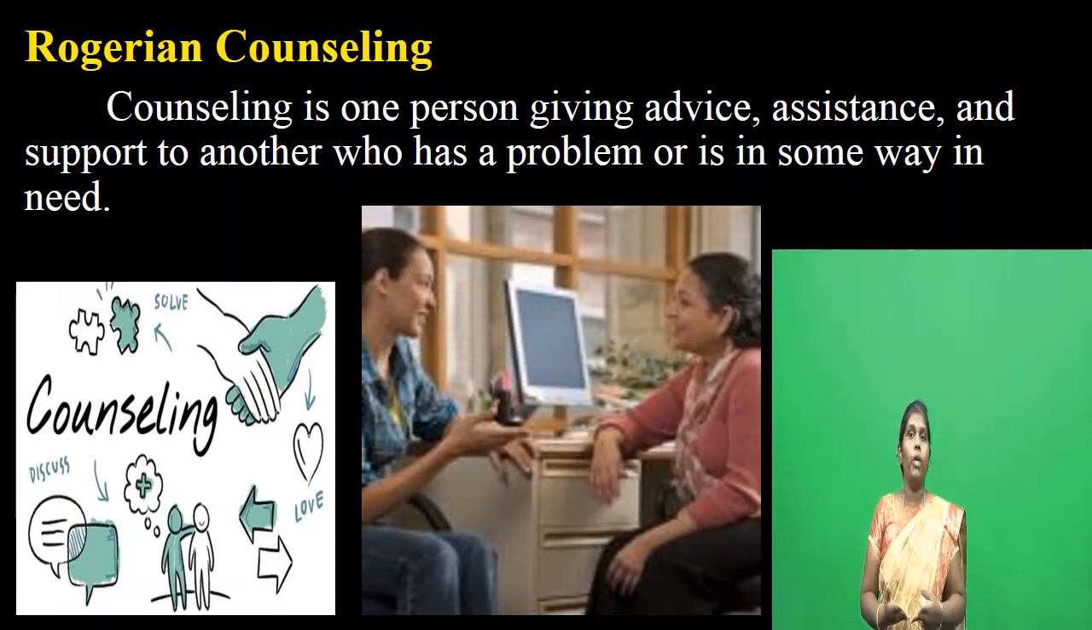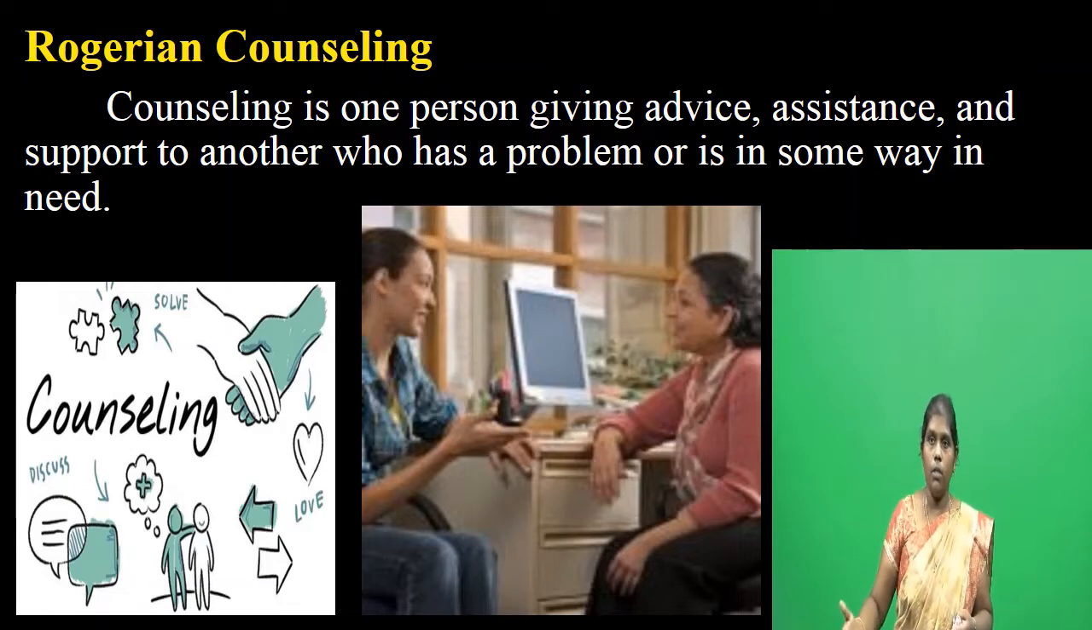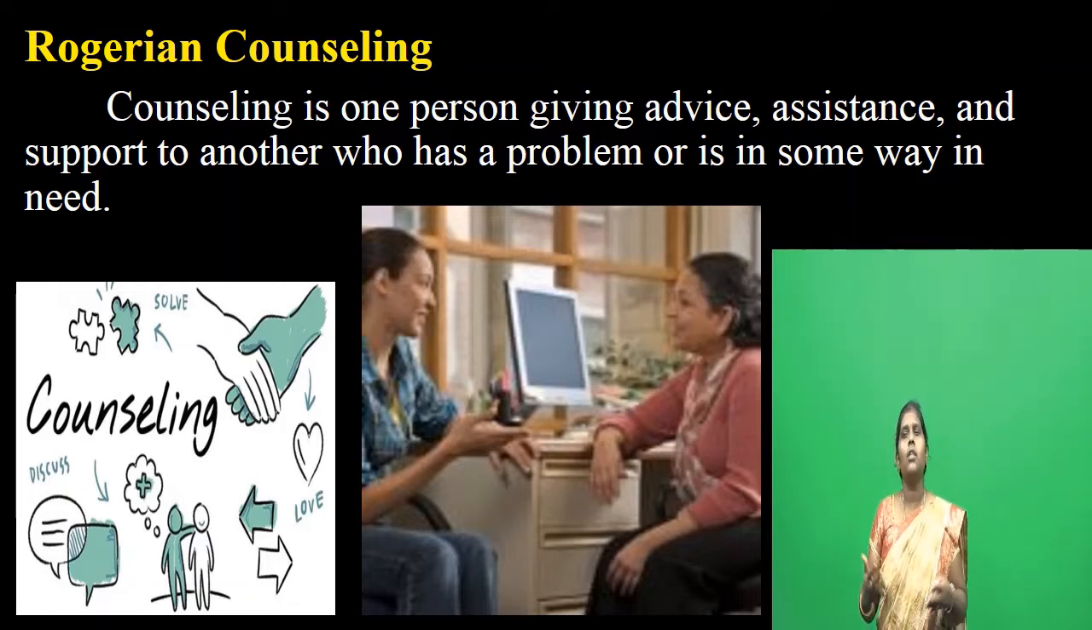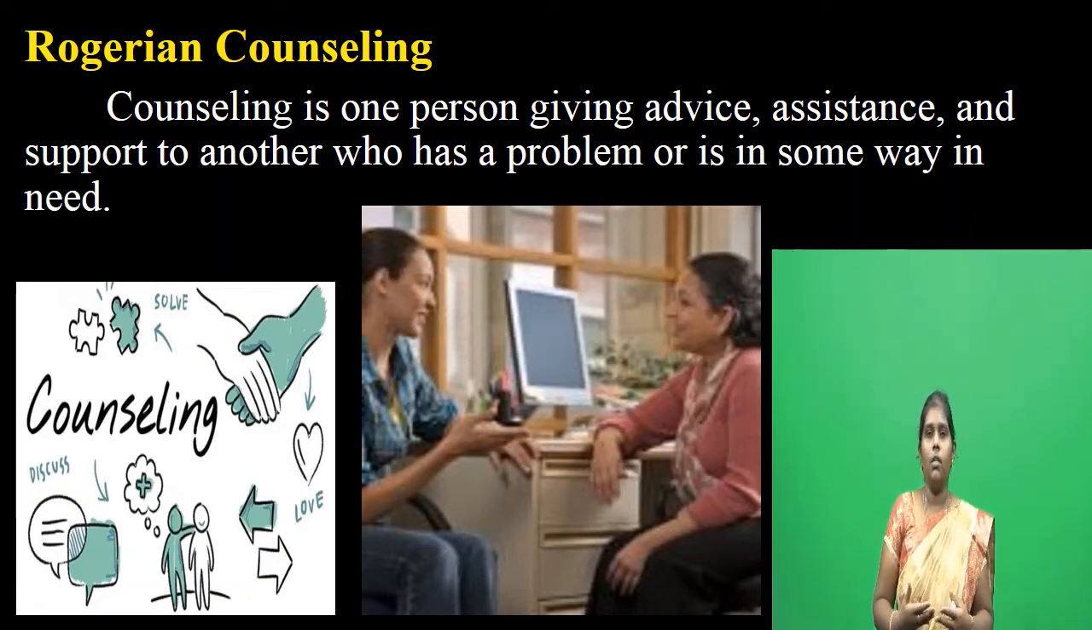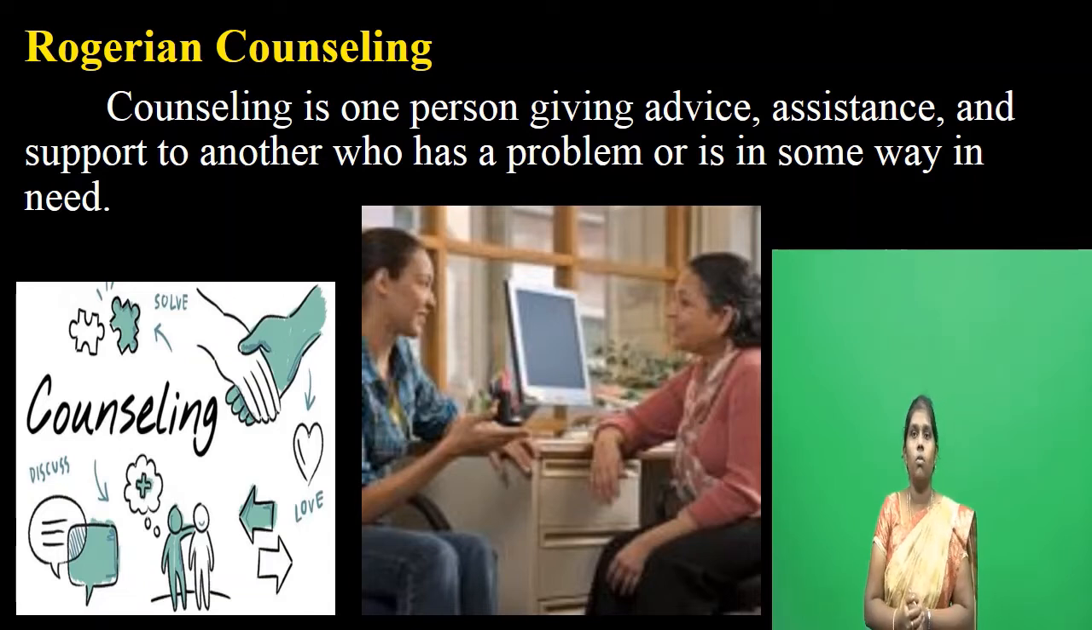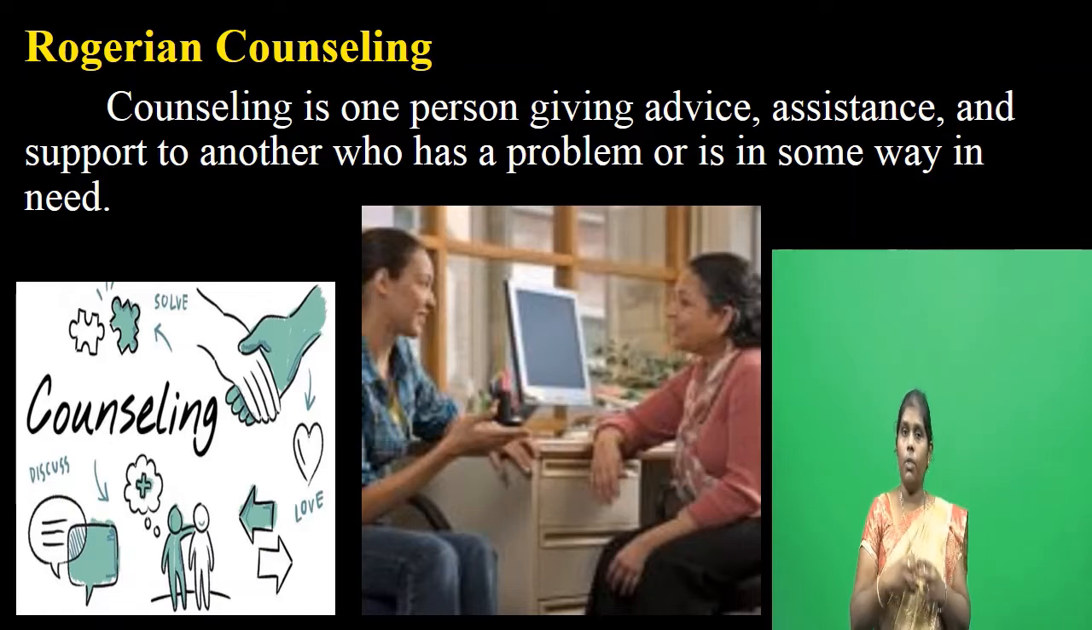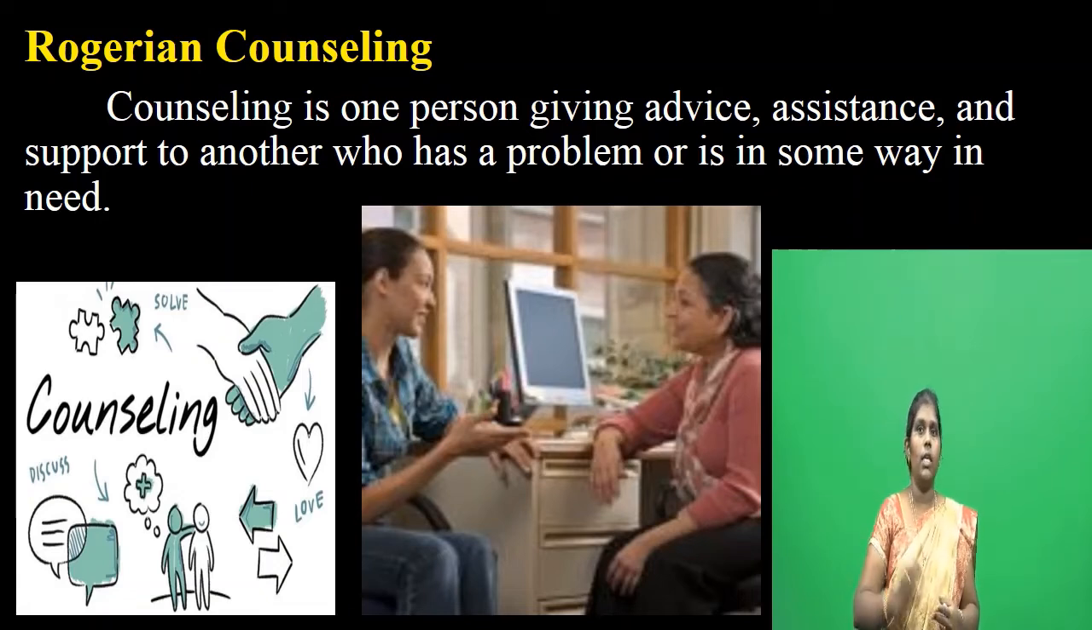So what do you mean by Rogerian counseling? According to them, counseling is one person giving advice, assistance and support to another person who has a problem or is in some way in need of it. It doesn't mean that the person is always having a problem. Rather, it is a way to get some guidance to proceed in life. That is also known as Rogerian counseling. So this format of Rogerian counseling is adopted into the teaching and learning aspect. For that, certain changes have been made in the classroom, which we are going to see in the next slide.